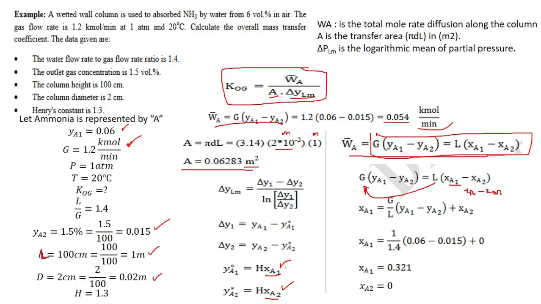When you bring this xa2 to the other side, it will be written with a plus sign. So G over L over G is 1.4, while G over L will be 1 over 1.4. ya1 is 0.06, it is written here, while ya2 is 0.015. xa2 is 0.